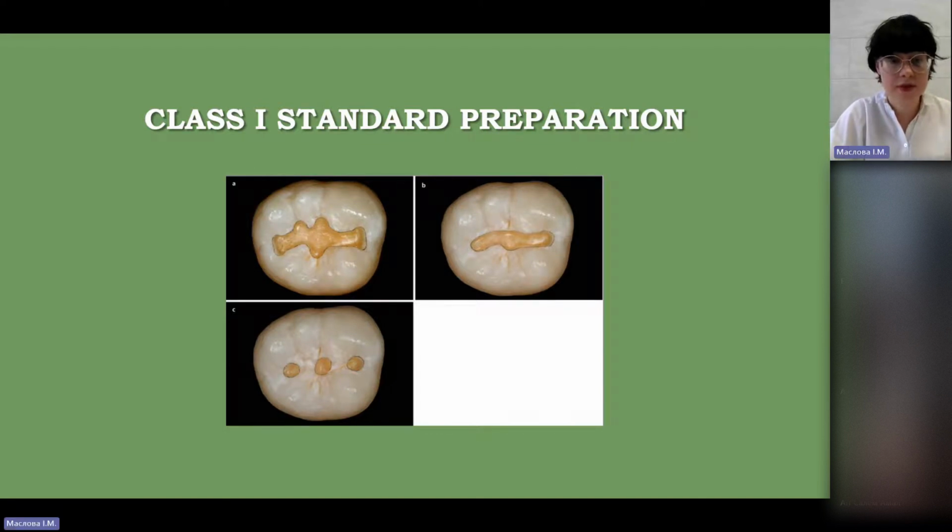It is different, it's widespread. Three main examples of forms after preparation. The first class.